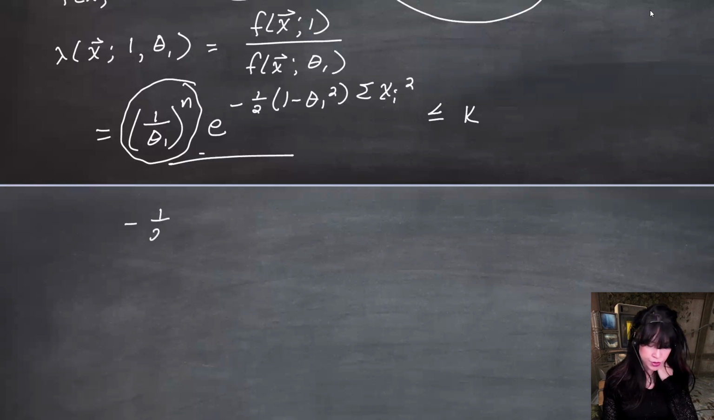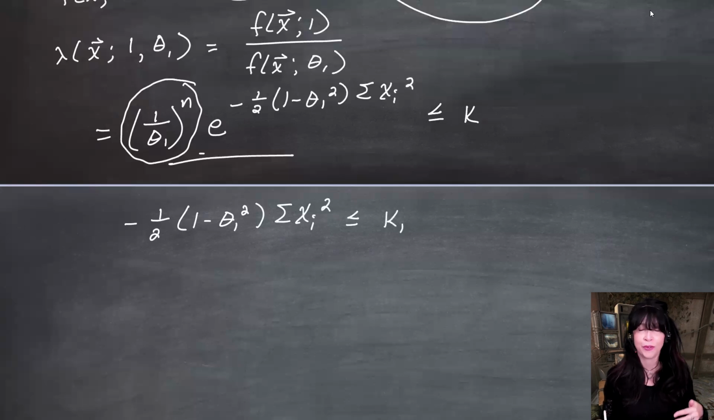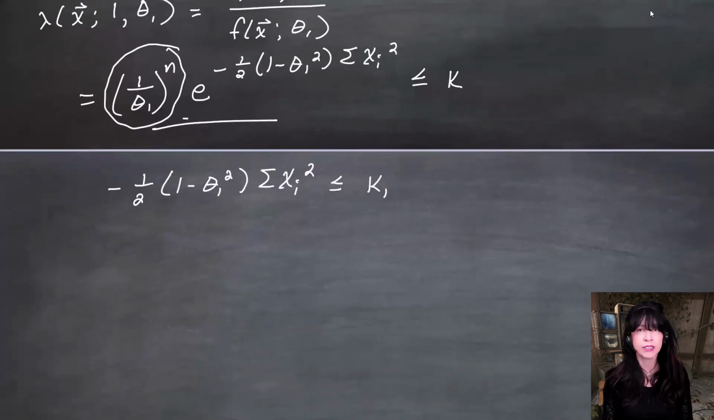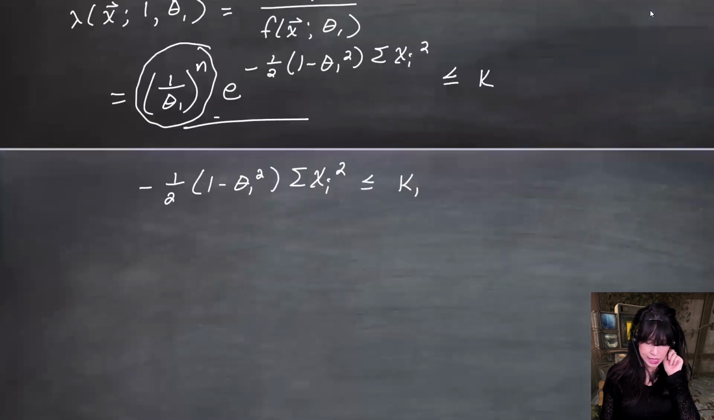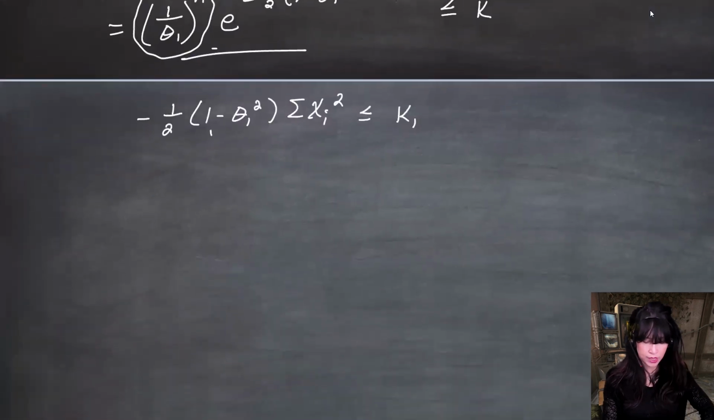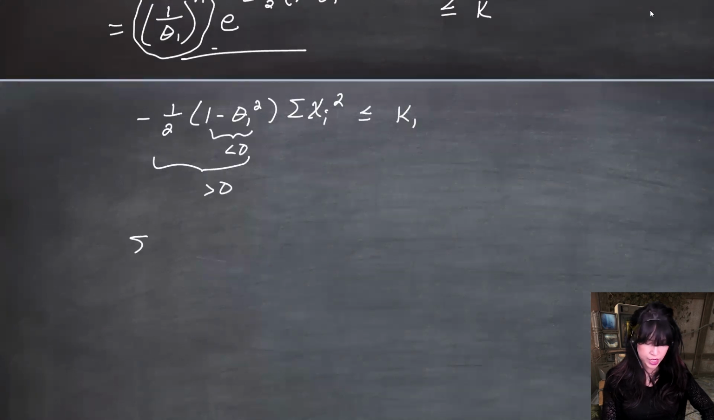And that's going to bring me to negative 1/2 times 1 minus theta 1 squared, times the sum of the xi squareds, less than or equal to, I want to say k1, but maybe it's your k2 or k3 if you did those steps individually. It's just another constant. And then I want to divide by this thing. So our theta 1 was greater than 1. And when you square it, that's also greater than 1. That makes this thing negative, which makes this whole thing positive. So when we divide, we are also not going to flip anything at this stage.